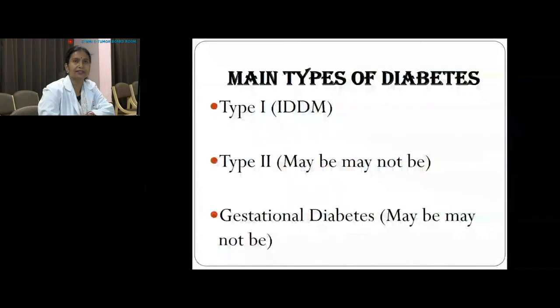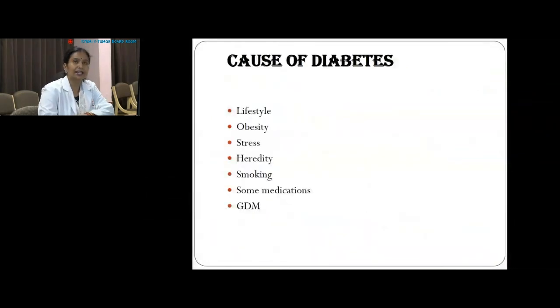Type 1 diabetes is always insulin dependent diabetes mellitus. Type 2 diabetes and gestational diabetes may or may not be dependent on insulin. Major causes of diabetes are lifestyle, obesity, stress, heredity, smoking, some medications and gestational diabetes. Sometimes gestational diabetes, if not treated well or weight and sugar intake are not controlled, will convert into diabetes.